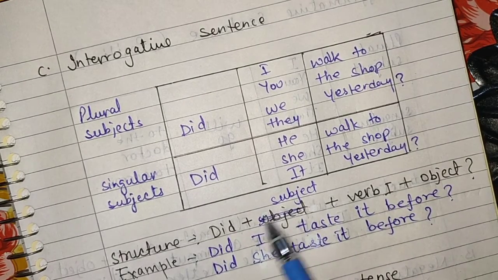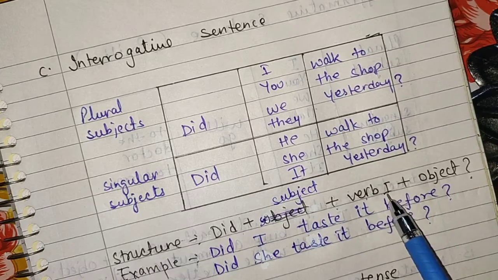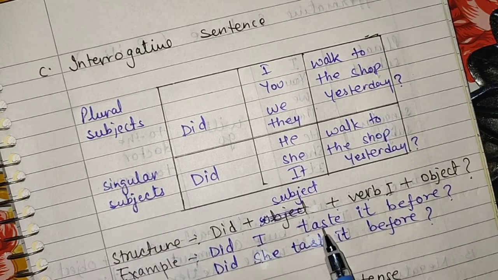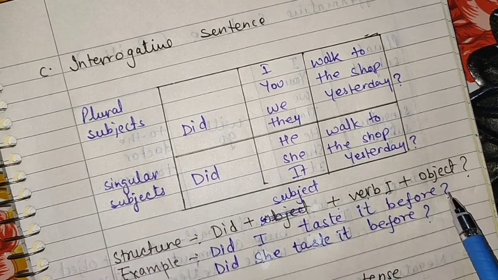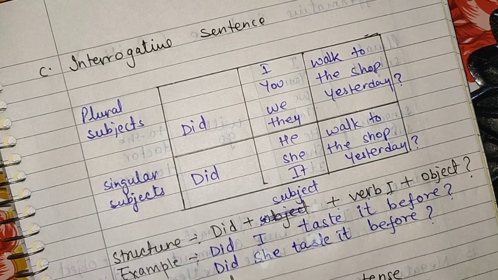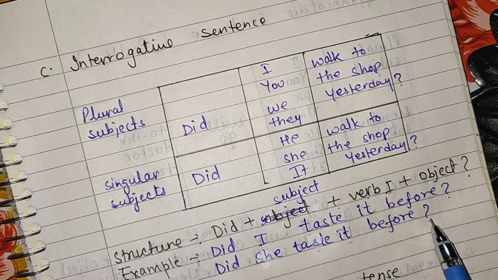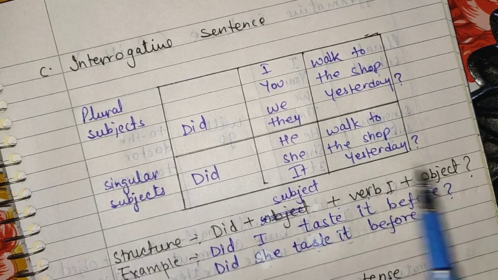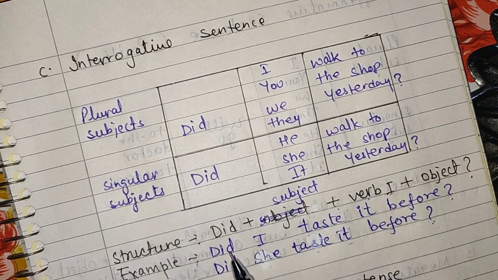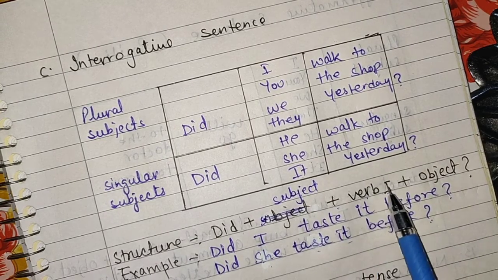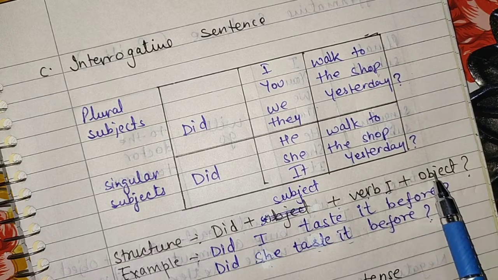Did plus subject plus verb first plus object. Did I taste it before? Question mark, very compulsorily. Did she taste it before? Question mark. Okay, so the structure is did plus subject plus verb 1, that is base verb, plus object.